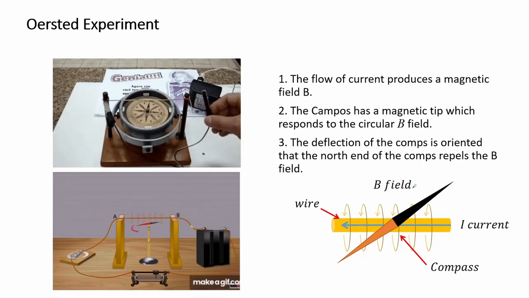Here we have a demonstration of the experiment. As the wire is connected, allowing the flow of current, we see the compass deflecting. This is because the flow of current produces a magnetic field which the compass reacts to, since it has a magnetic material attached to it. This type of magnet is called a non-permanent magnet, where it exhibits a controllable magnetic field by adjusting the flow of charges.